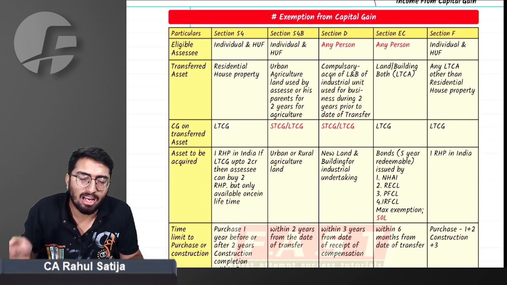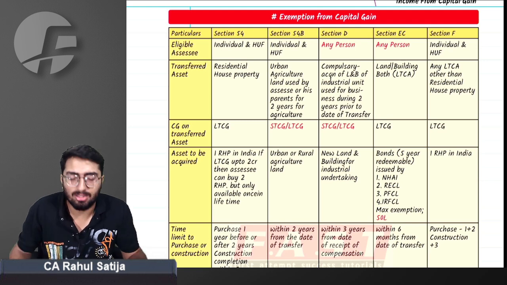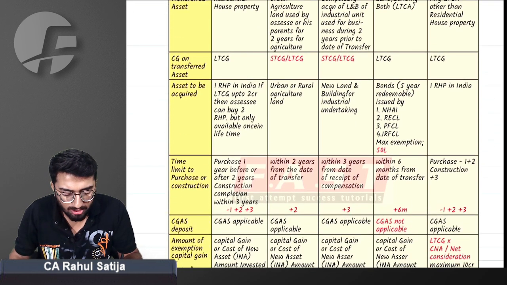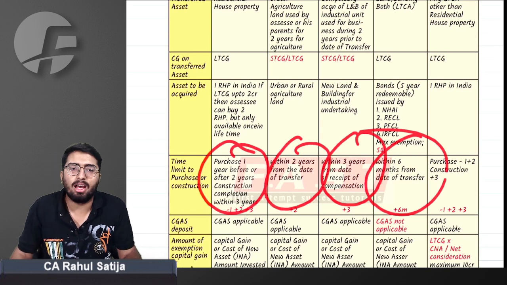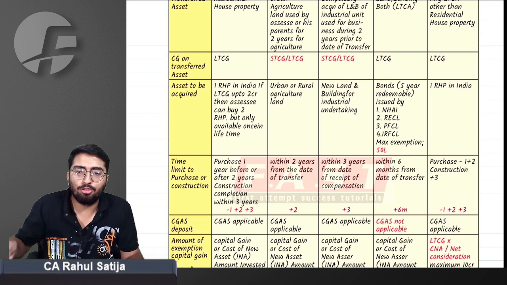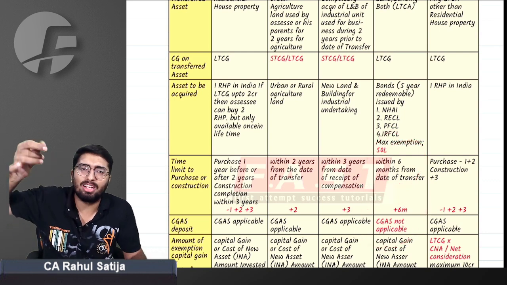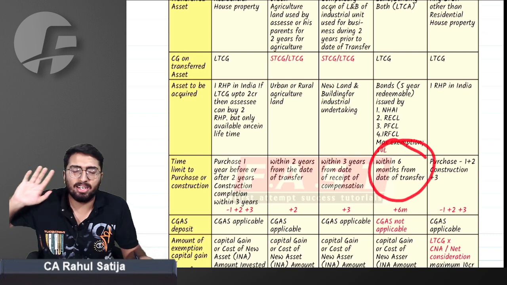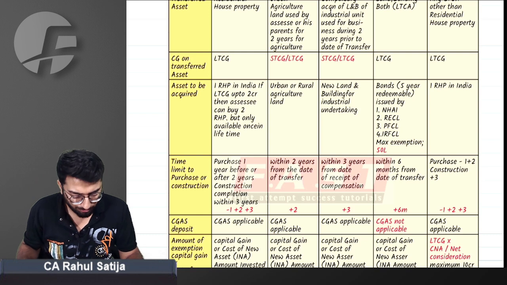Sir, after the sale, after the transfer, within how much time do we have to acquire such bonds? The provision says you don't have to wait for 3 months, you don't have to wait for 1 year, 2 years, 3 years. Just 6 months. We are giving you 6 months. You have to buy such bonds within 6 months. But CGAS is not applicable, sir. You don't have to deposit any money in CGAS. You can directly invest in bonds within 6 months from the date of the transfer.